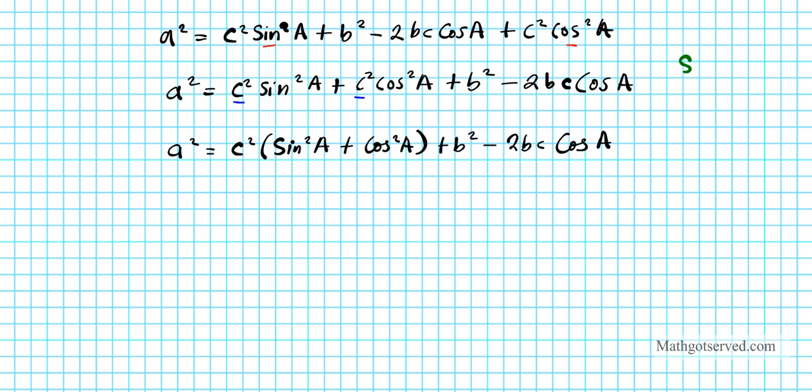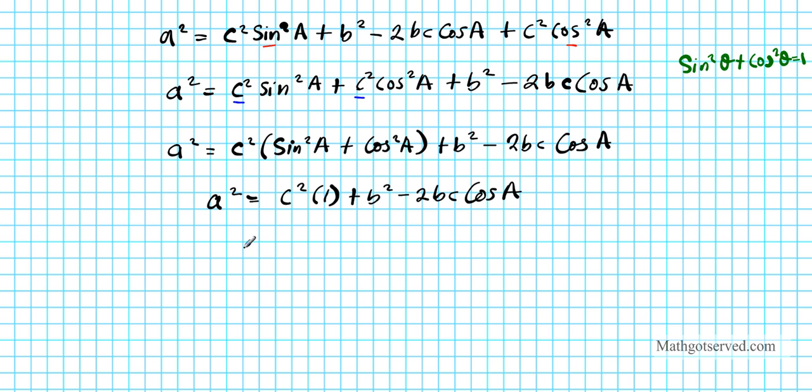Okay, so remember the trig identity I showed you earlier, the Pythagorean identity for sine and cosine. Remember, sine squared theta plus cosine squared theta equals 1, right? So we're going to make that substitution here. This entire piece is basically 1. So we're going to have a squared equals c squared times 1 plus b squared minus 2bc cosine A.